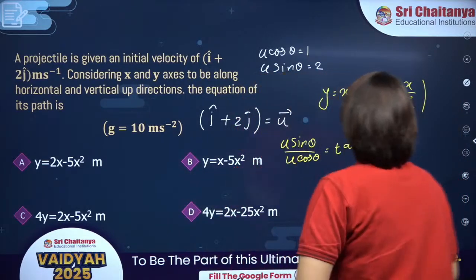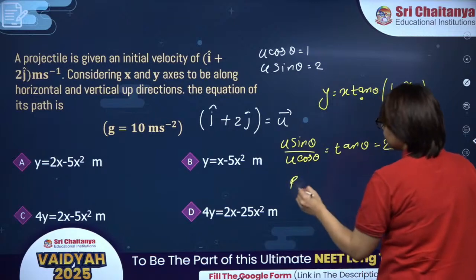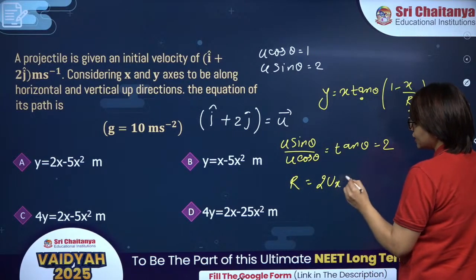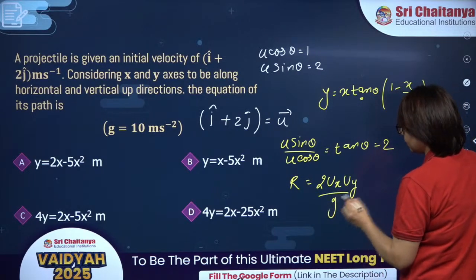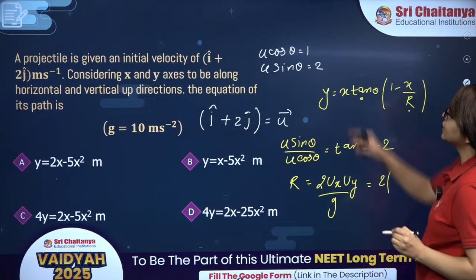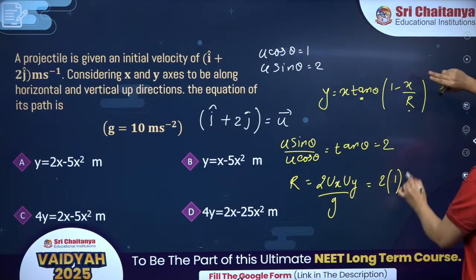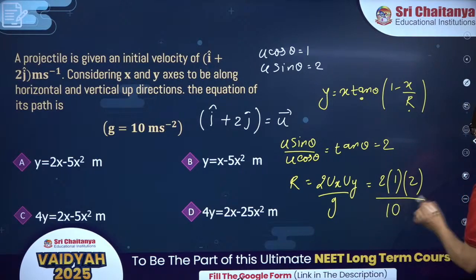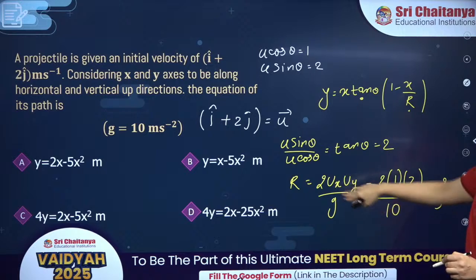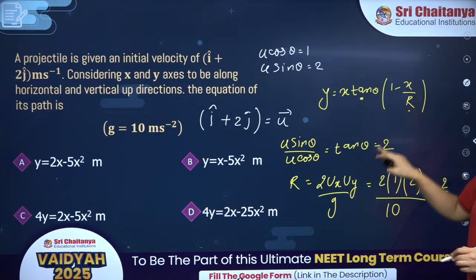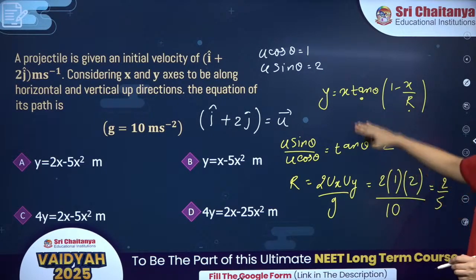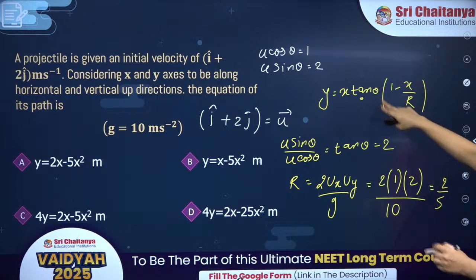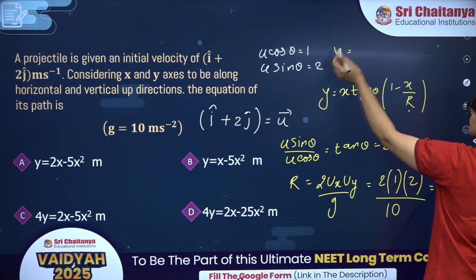So range in terms of ux and uy is very simple. It is 2 times ux uy divided by g. So it is 2 times ux, which is u cos theta, times uy, which is u sin theta, divided by g, which is 10. So it is nothing but 2 by 5. That is equal to range 2 by 5. We have tan theta, we have range. Just put these values and then you will get the answer.